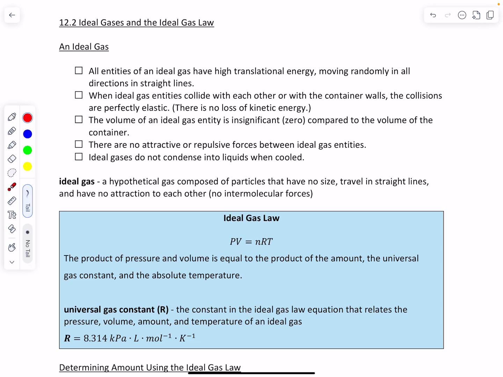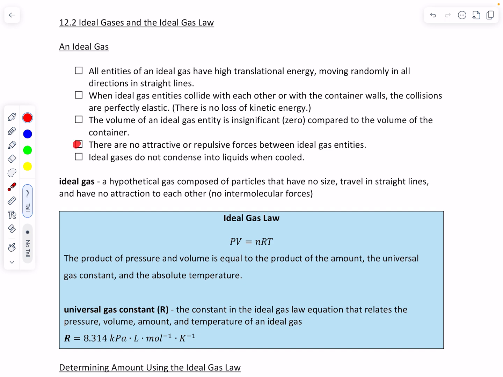12.2 Ideal Gases and the Ideal Gas Law. An ideal gas. In an ideal gas, all entities have high translational energy, moving randomly in all directions in straight lines. When ideal gas entities collide with each other, or with the container walls, the collisions are perfectly elastic. There is no loss in kinetic energy. The volume of an ideal gas entity is insignificant, 0, compared to the volume of the container.